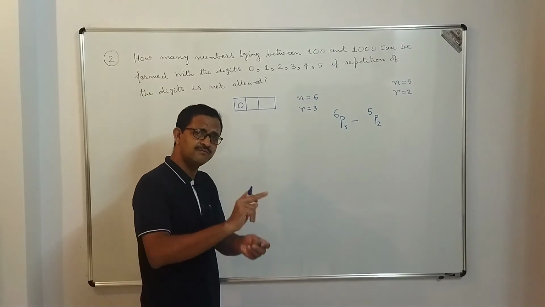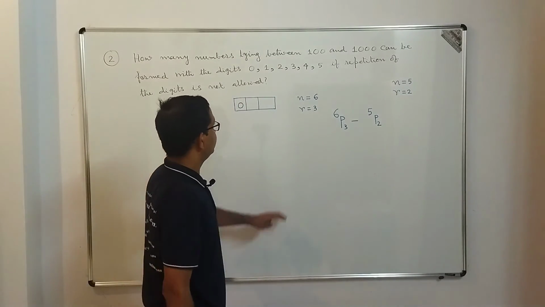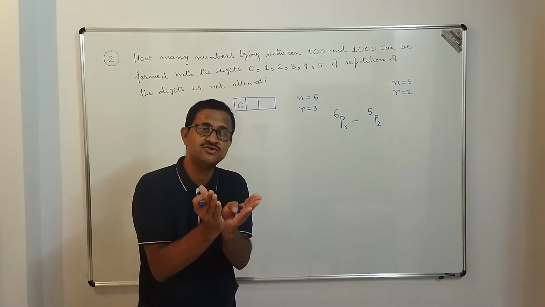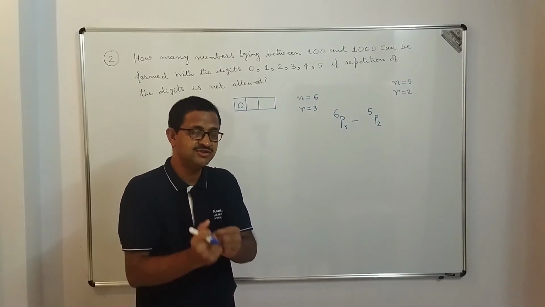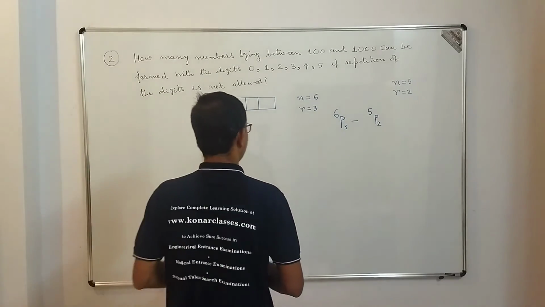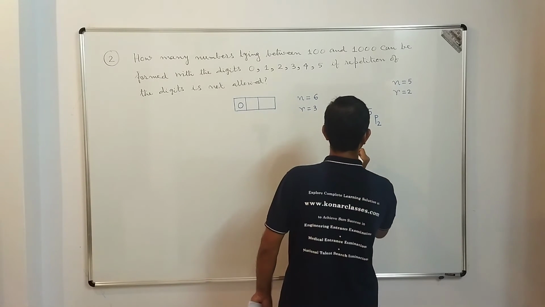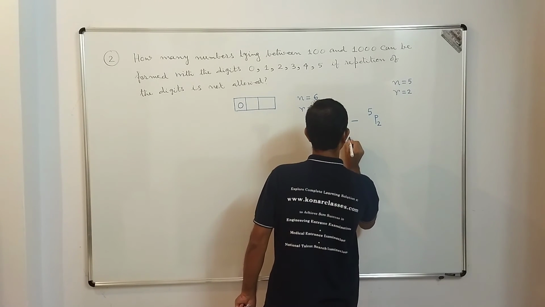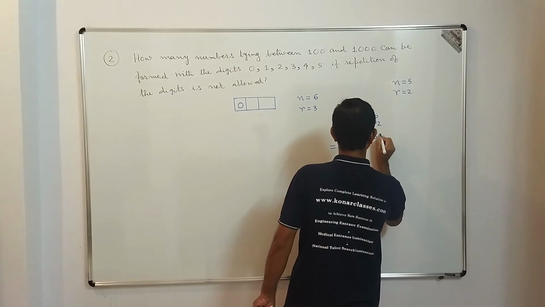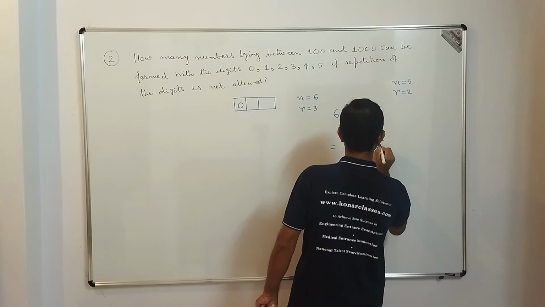But how to find those numbers where the hundreds digit is 0? Let's fix 0. Then how many digits are left? 5, so n equals 5. Out of those 5 distinct objects, we need to take 2 distinct objects. That is 5p2. So if we find the value of 6p3 minus 5p2, we get the required number of arrangements. And you know how to find the value of 6p3: 6p3 is equal to factorial 6 divided by factorial 3, minus 5p2, which means factorial 5 divided by factorial 5 minus 2, that is factorial 3.